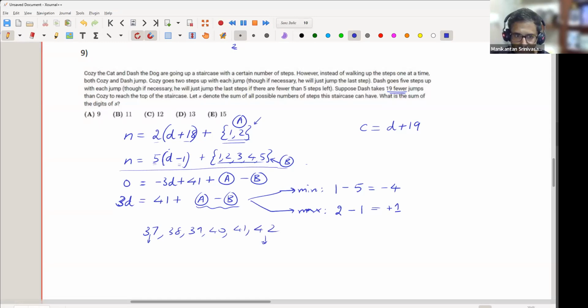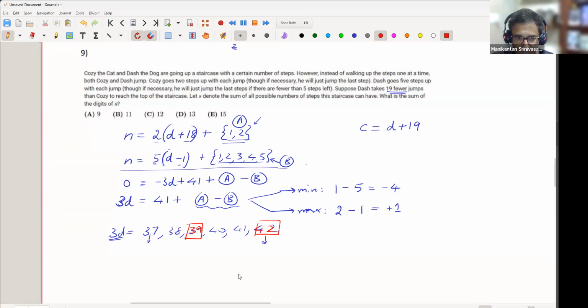Okay, so 3D is this. And the hint is now in 3D. 3D is a multiple of 3. And therefore, if this has to be a multiple of 3, the only possibilities are 39 and 42. 39 and 42 are the only values possible, for 3D. We have still not solved the problem. 39 and 42 are the only possibilities for 3D.